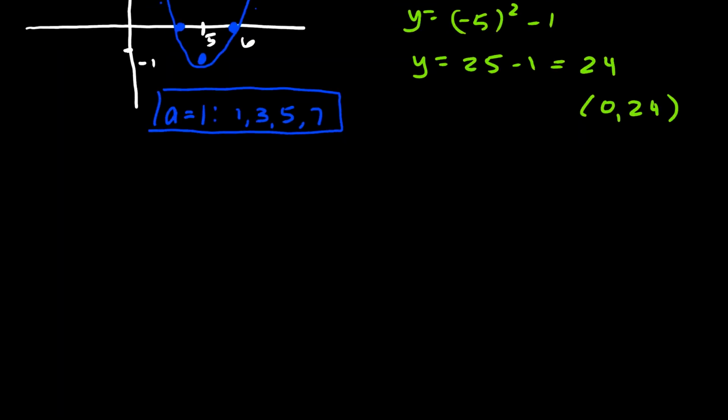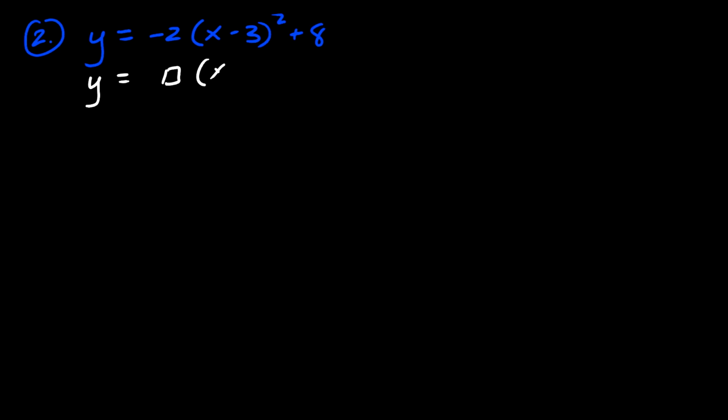Let's look at a second example where the a value is not equal to 1. So that will be number 2 here, y equals negative 2 times the quantity x minus 3 squared plus 8. So again, immediately we can look at matching this up with vertex form.